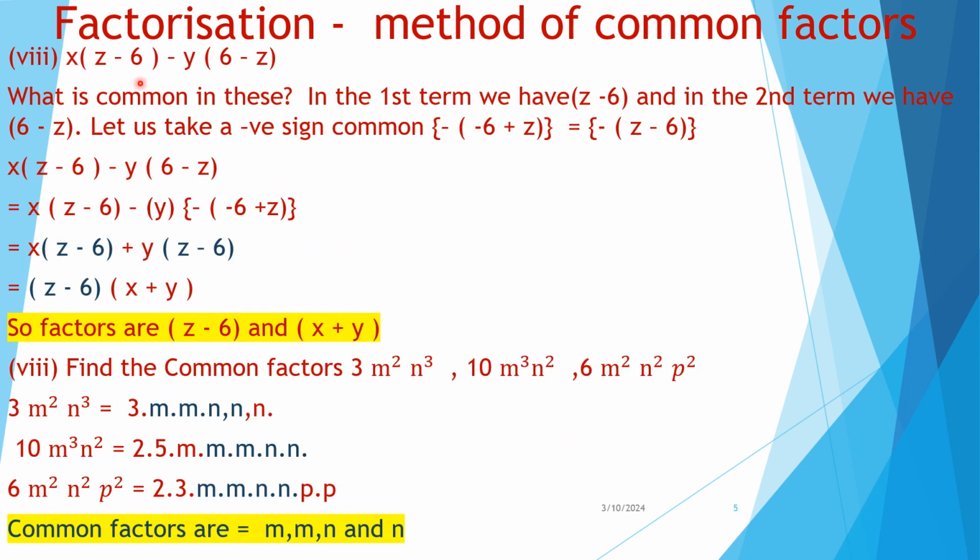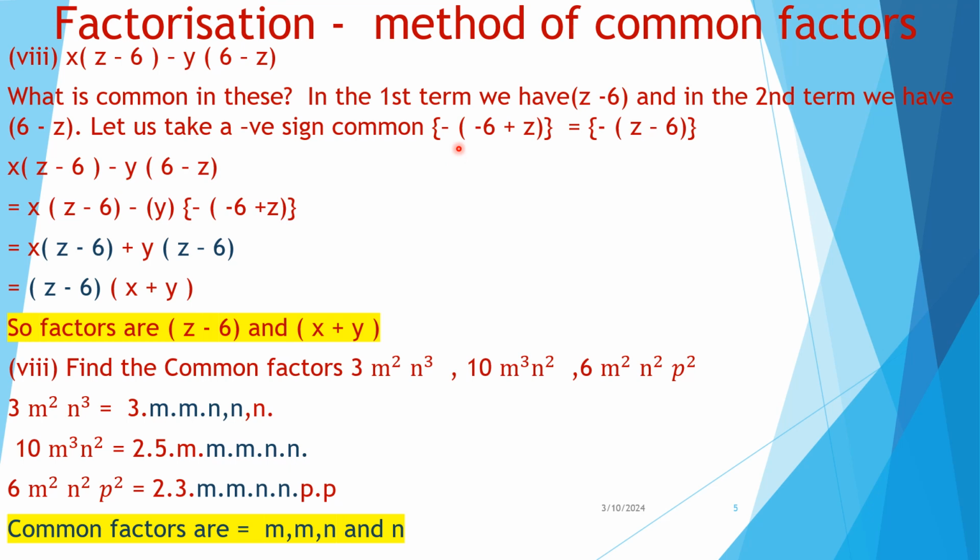x into z minus 6 minus y into 6 minus z. This is a slightly tricky sum. In one term we have z minus 6 and in the other term 6 minus z. Though they are similar, they are different. What can I take out common in these? I write 6 minus z in such a way that it will become z minus 6.